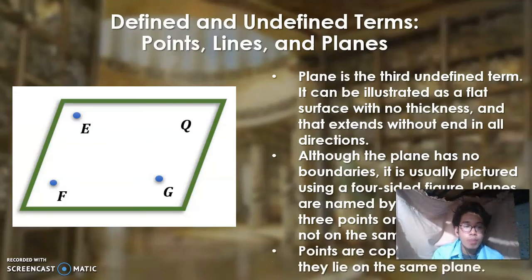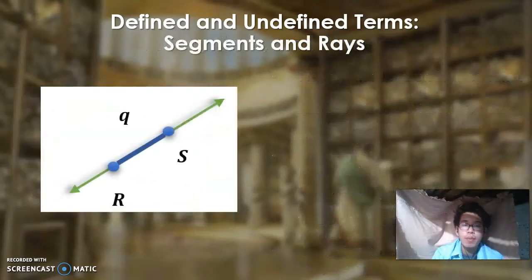Points are coplanar if and only if they lie on the same plane. So since points E, F, and G lie on the same plane, we can say that points E, F, and G are coplanar points. So that's all.